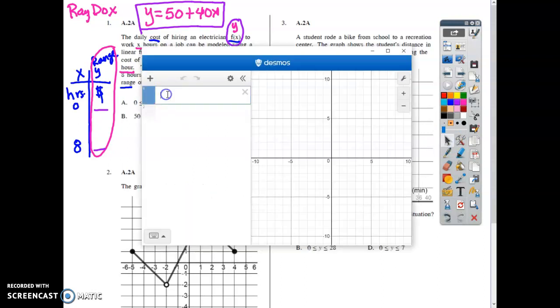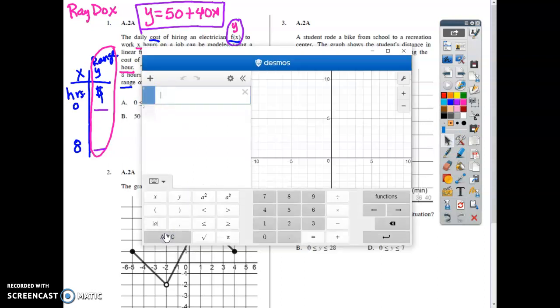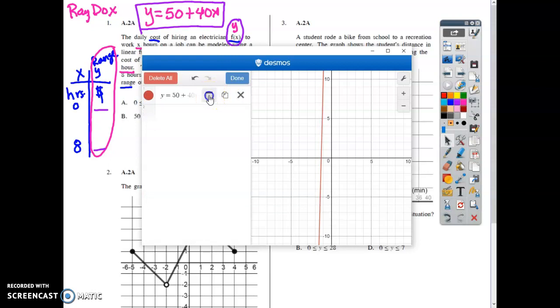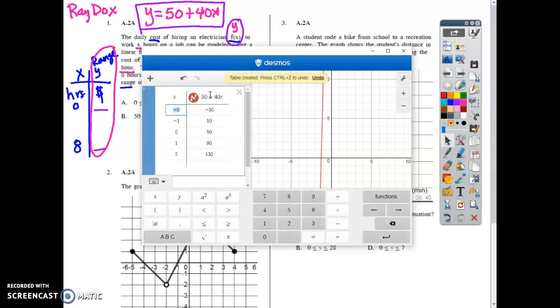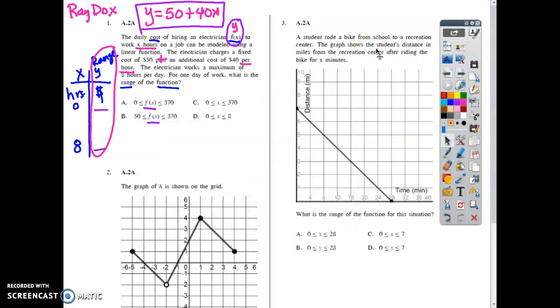You are typing y equals 50 plus 40x. And you are going to hit settings and open up the table. Okay, and go look from 0 to 8 what the cost is. Okay, pause the video so you can work on that problem right now.